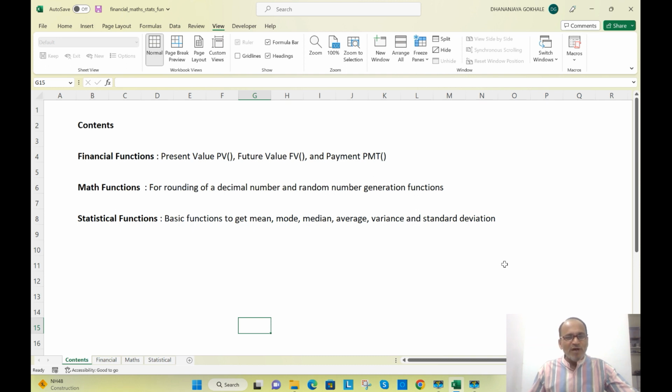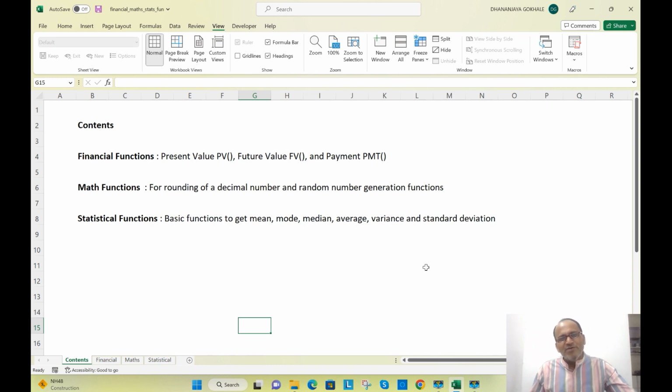So here we are going to look at three categories. One is financial functions, one is math functions, and one is statistical functions. In financial functions, although there are several such functions, I'm going to cover three important functions. One is present value, one is future value, and one is payment. Present value is something equivalent to a loan amount. Future value is some money which you might get if you keep saving some fixed amount in every interval.